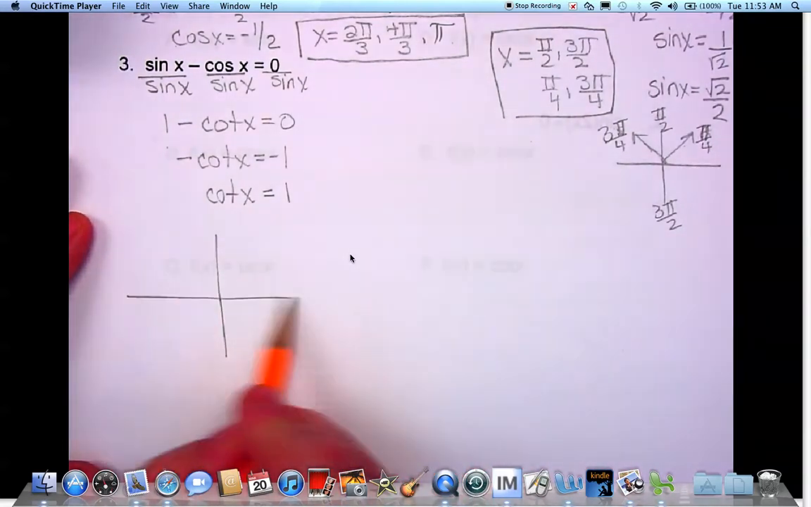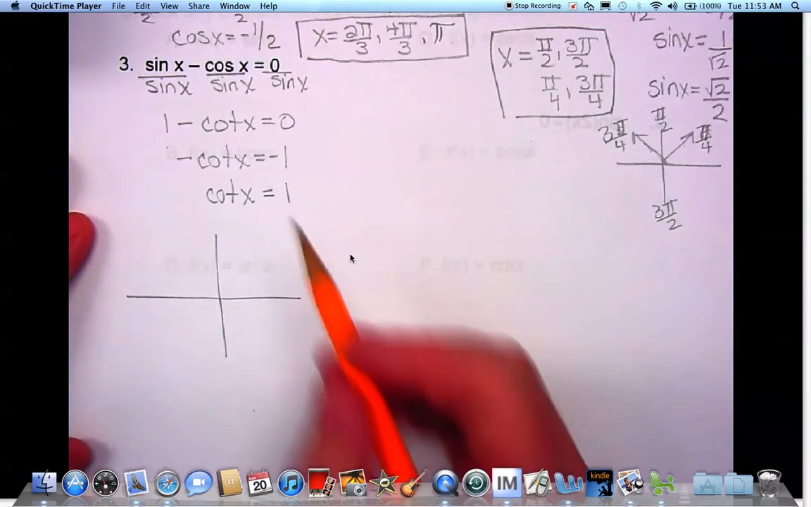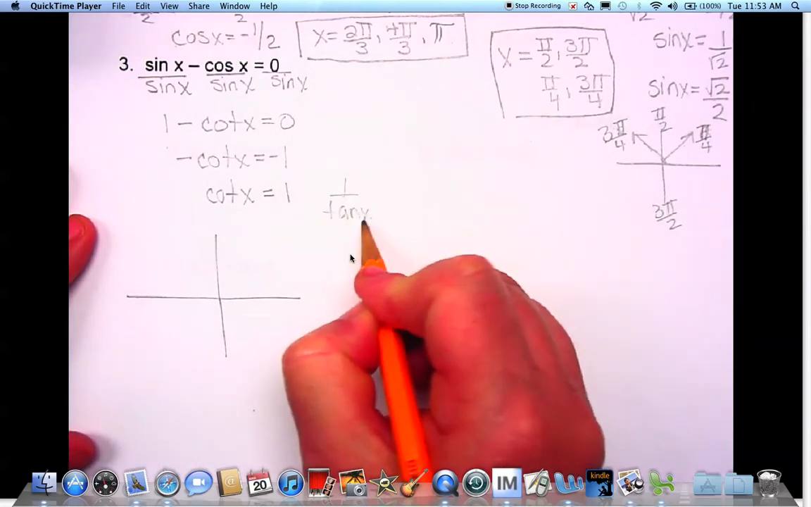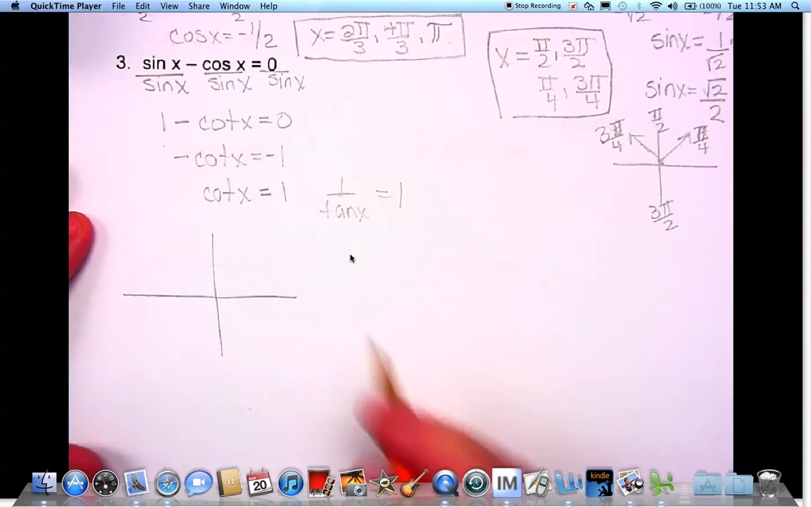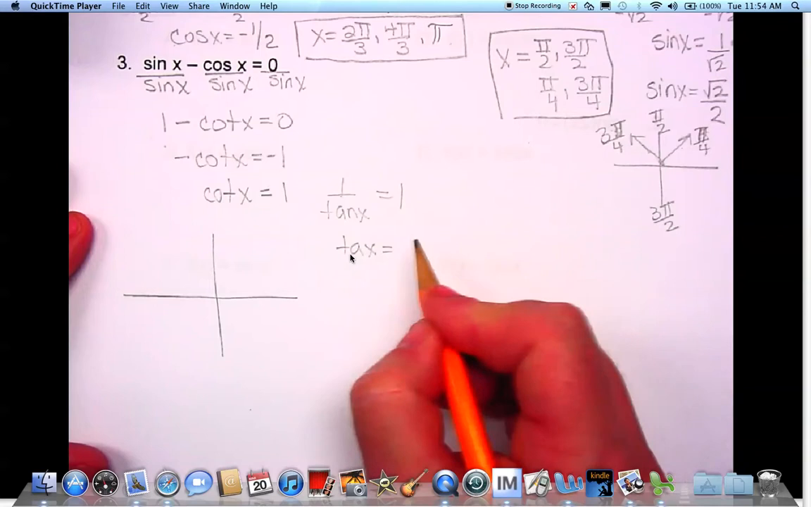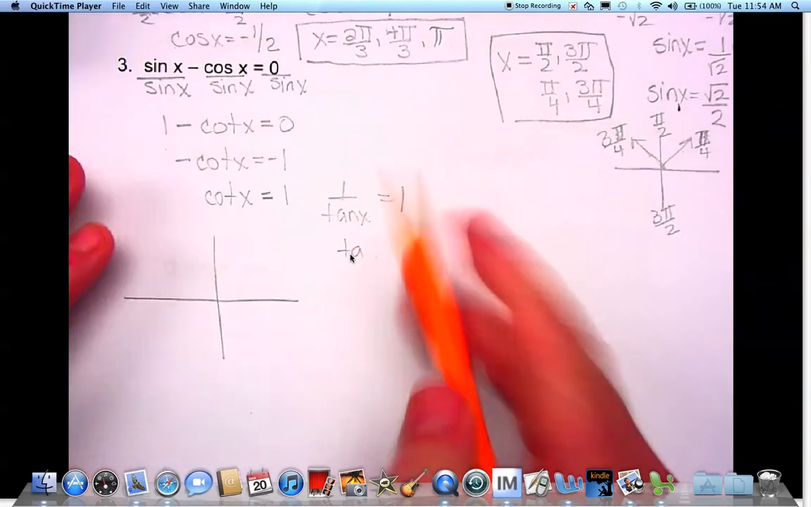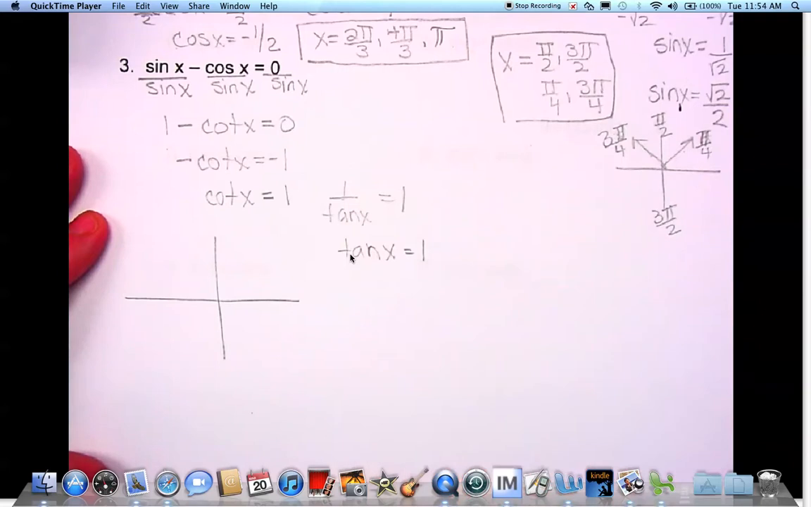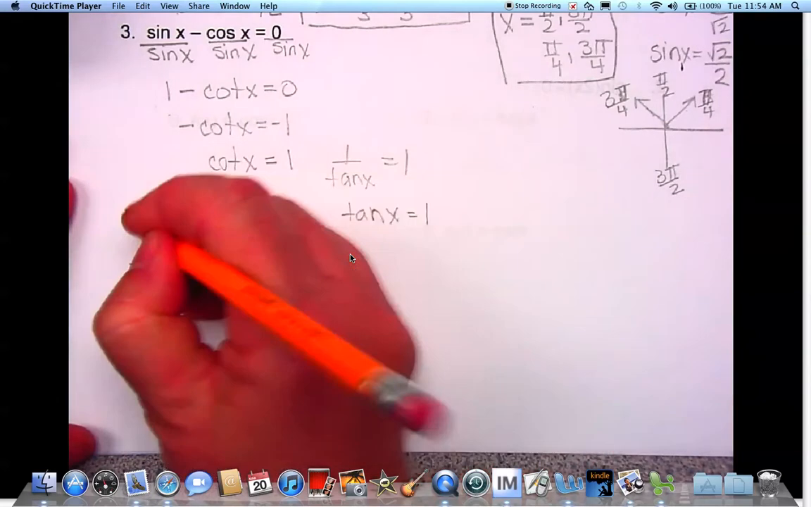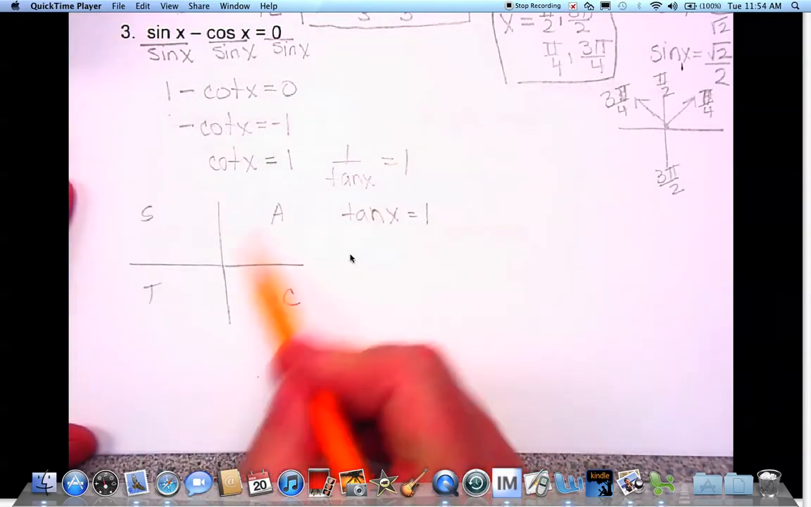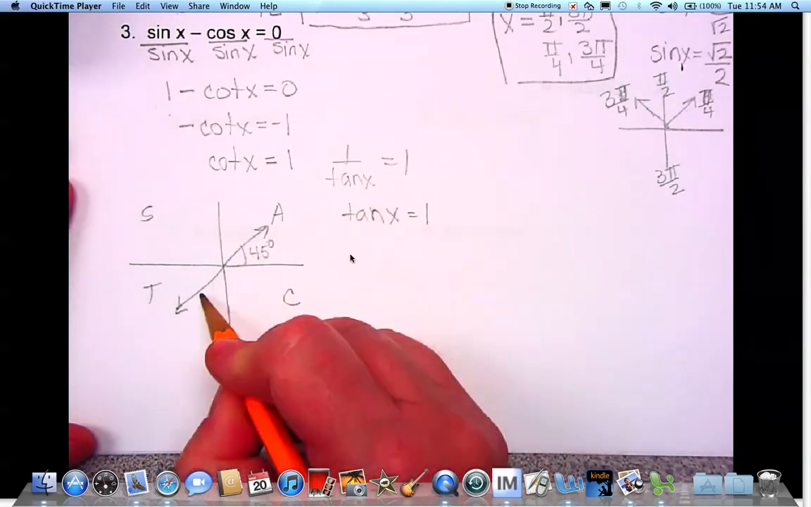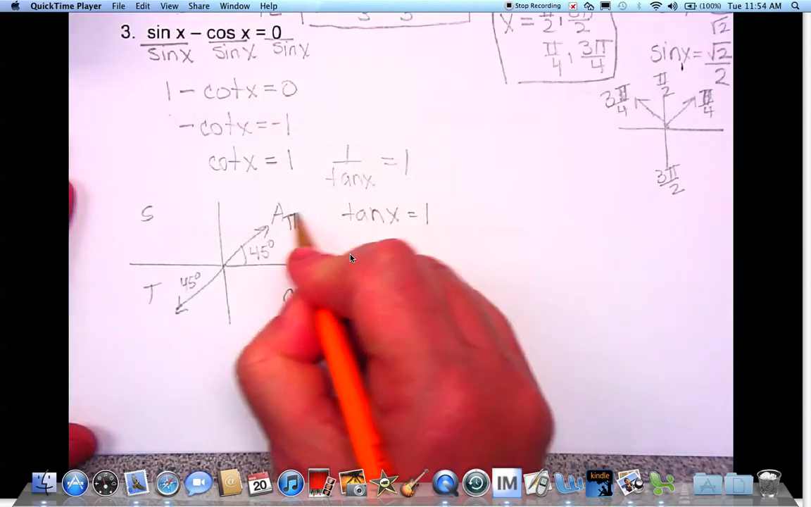Oh, that's 45 degrees. Okay, what is cotangent equal to? 1 over tangent. So 1 over tangent x equals 1, and then we can flip it. So tangent x equals, when you flip 1, what do you get? 1. Tangent, yes. So when is tangent positive? First and third. Okay, right here, 45 degrees, so it'd be 45 and 225. So it's going to be pi over 4 and 5 pi over 4.